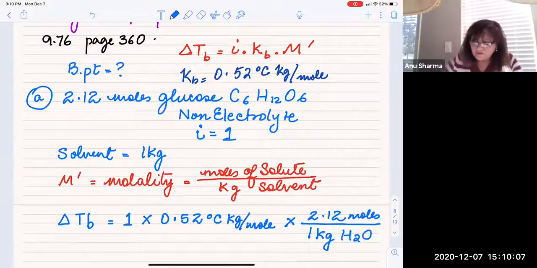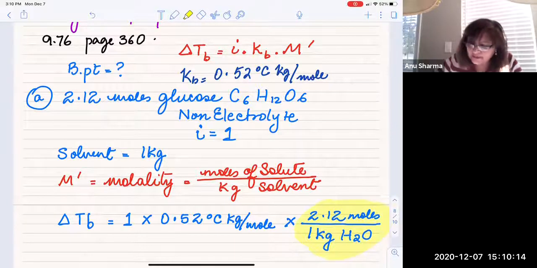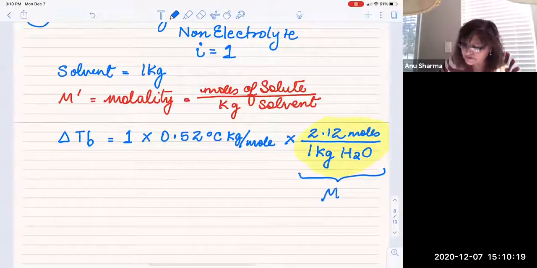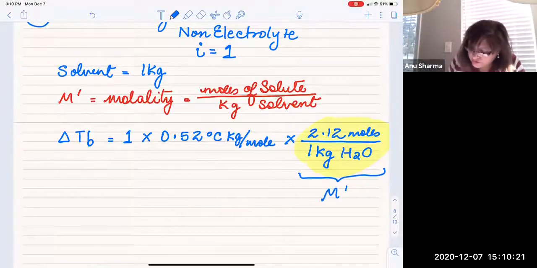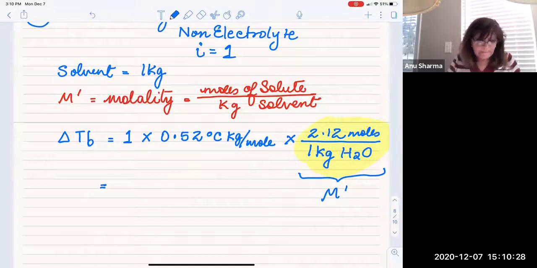Clear? So this whole piece right here is molality. Either they will just give you the value of molality, or this is how you can plug in the numbers. So this is the m. Now you calculate this: 1 times 0.52 times 2.12. Do the math. Very good.